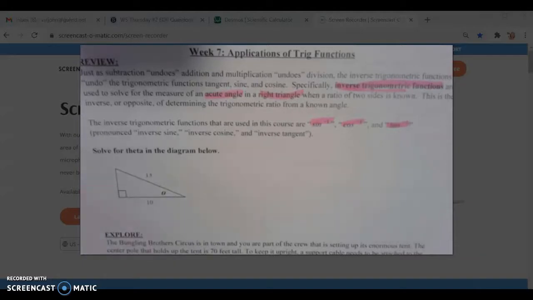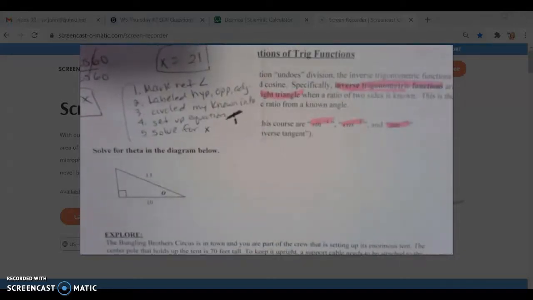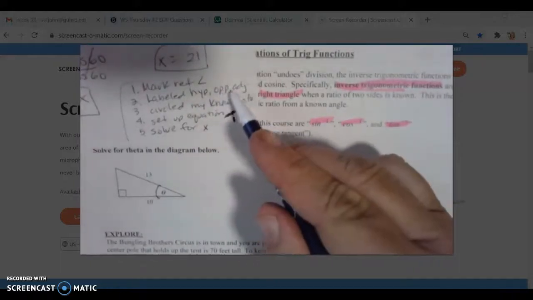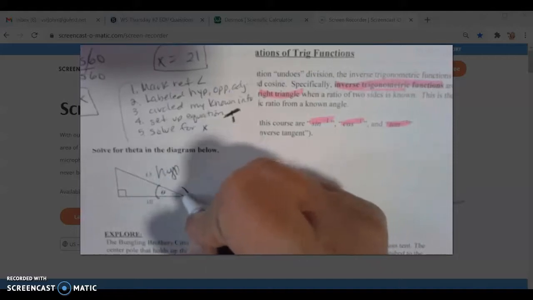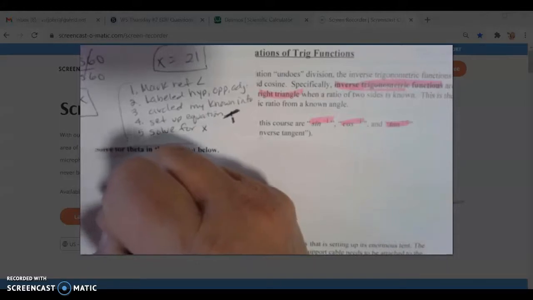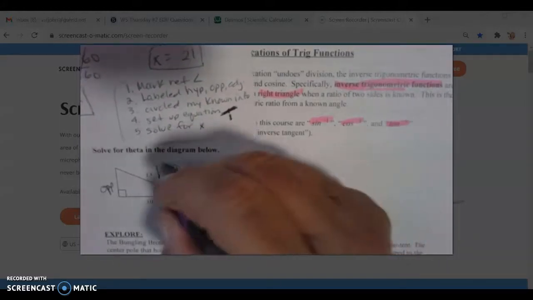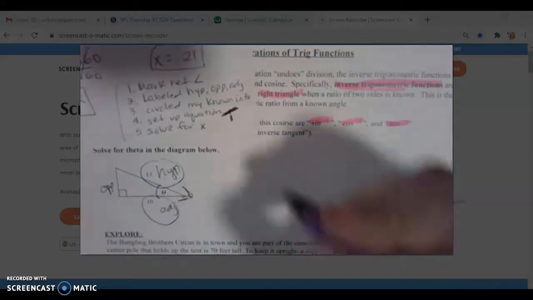Notice the same steps that we used many times ago, right? We use these little 5 steps right here. Mark the reference angle. Okay, let's mark the reference angle. Label hypotenuse, opposite, and adjacent. This is my hypotenuse. This is where I'm standing. This is my adjacent because my arm is touching there. And this is my opposite. Circle what I know. I know the hypotenuse and I know the adjacent. So I'm going to set up the equation.